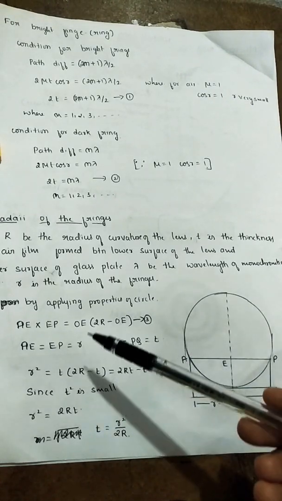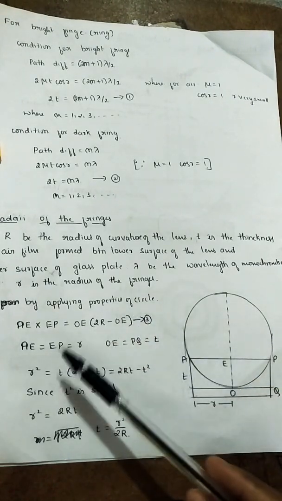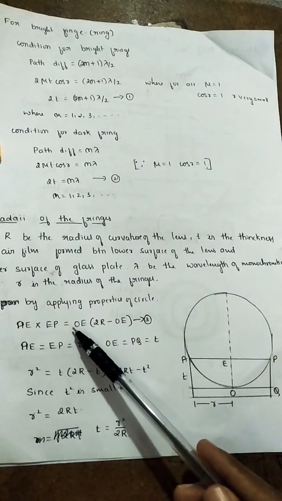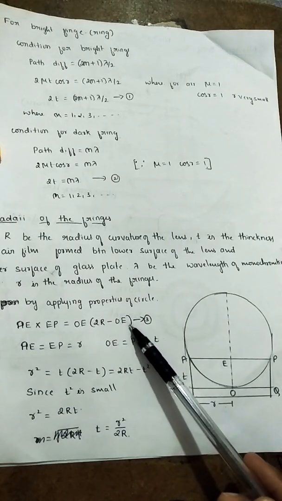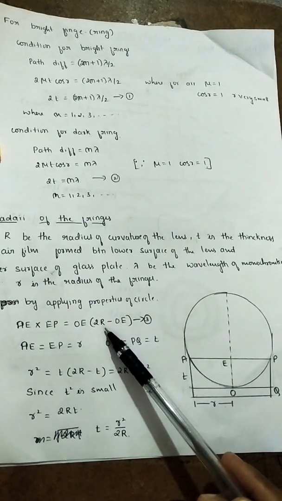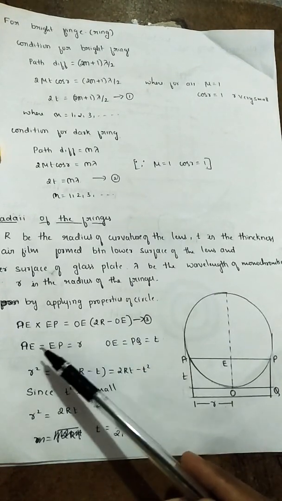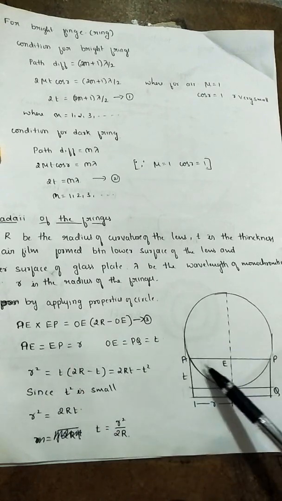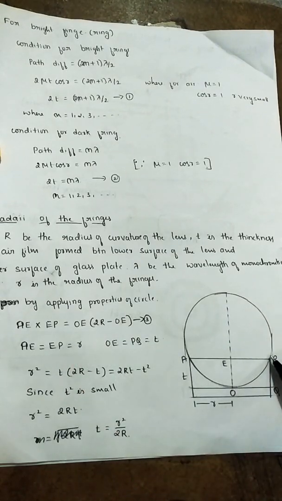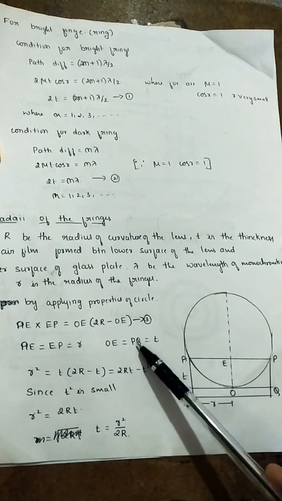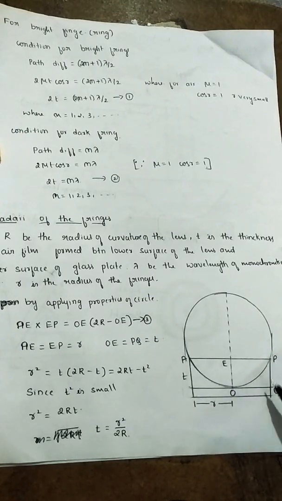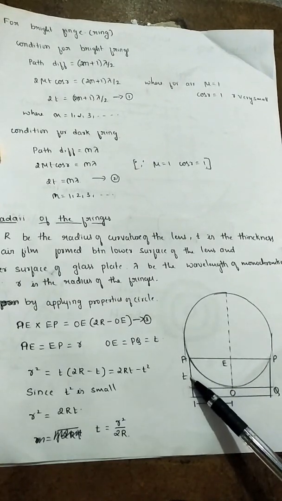From the properties of the circle, we can write AE into EP is equal to OE into 2R minus OE. Here capital R is the radius of curvature. As we know that AE is equal to EP, this is the radius of the fringes, and OE is equal to PQ, which is the thickness of the film.